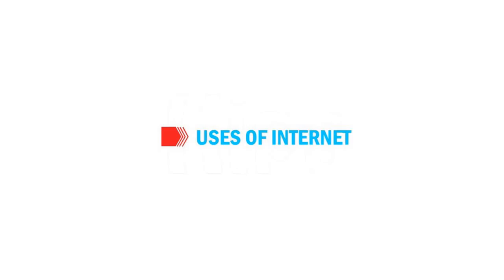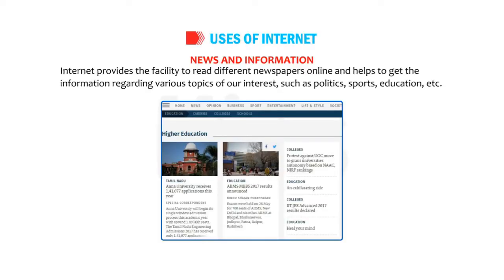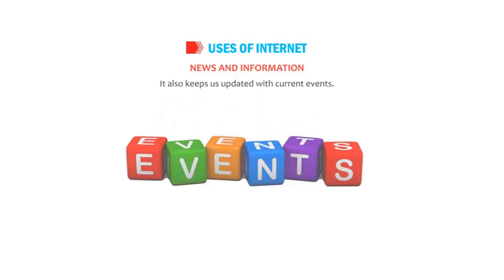Now, let us understand what are the uses of internet. So, first of all, we will talk about news and information. Internet provides the facility to read different newspapers online and helps to get the information regarding various topics of our interest such as politics, sports, education, etc. It also keeps us updated with current events.